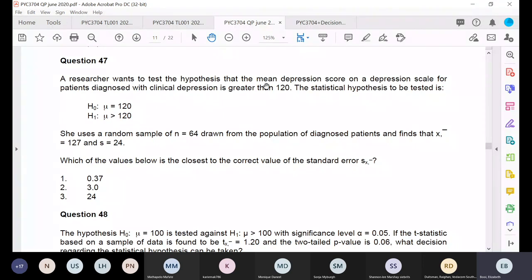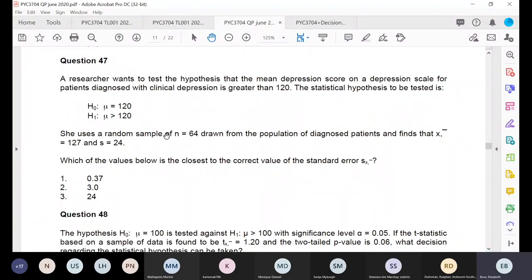You can see that on this question, they're only talking about the depression score. They are not giving you two different groups. They are only giving you one group of patients who were diagnosed, and then they give you the depression score, and they say you need to test that the clinical depression score is greater than 120. It's only one group. And they're asking you to test the hypothesis. I'm not going to go deeper into the hypothesis, just to understand what you need to look out for in order to know which one you need to use.